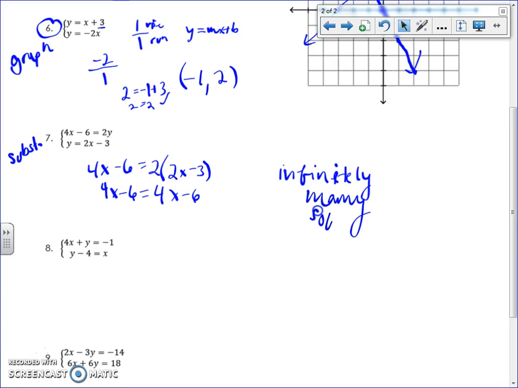Okay? Because they're the same, meaning that any value that I put in for x or y is going to give me the same answer. So these lines are essentially the same line. They're right on top of each other.